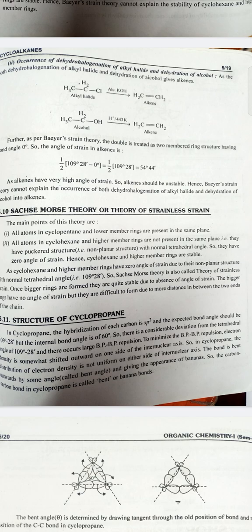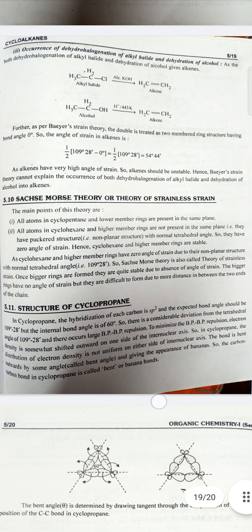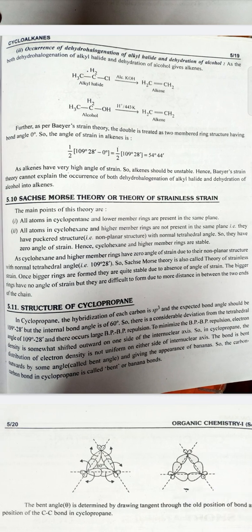As cyclohexane and higher membered rings have zero angle of strain due to their non-planar structure with normal tetrahedral angle, the Sachse-Mohr theory is also called the theory of strainless rings. Once bigger rings are formed, they are quite stable due to absence of angle of strain. The bigger rings have no angle of strain, but they are difficult to form due to the more distance between the two ends of the chain.